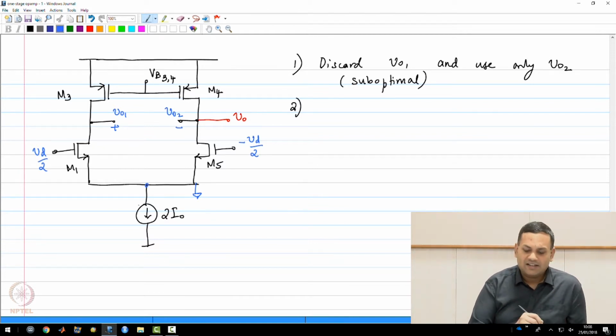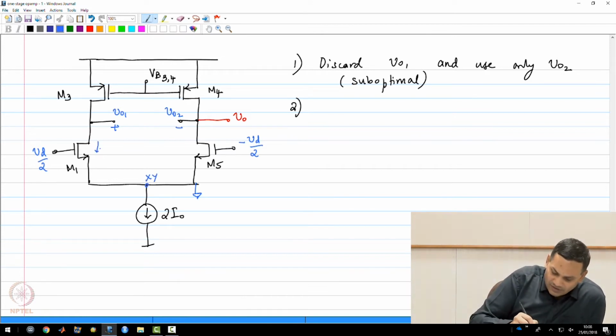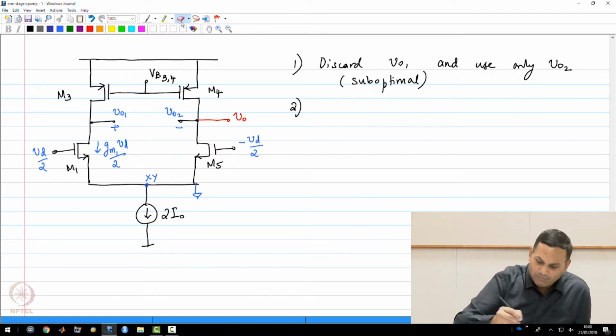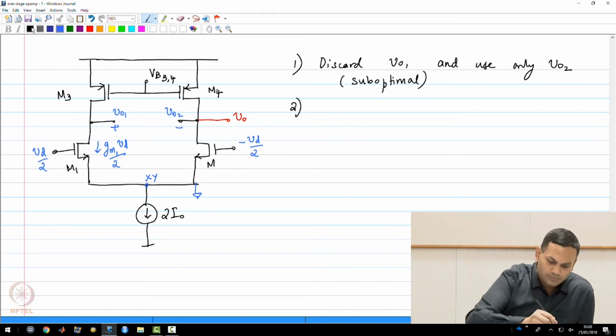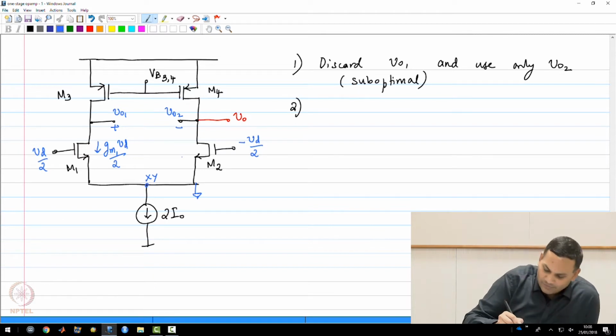So since the XY node is a small signal ground, the current through the transistor M1 is going to be gm1 times Vd by 2 flowing downwards. And as we saw earlier, the current through M2, I'm sorry, this should be M2. The current through M2 is minus gm1 Vd, minus gm2 Vd by 2 flowing downwards, or gm1 Vd by 2 flowing upwards.